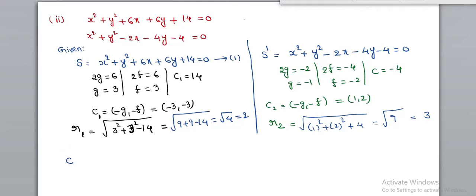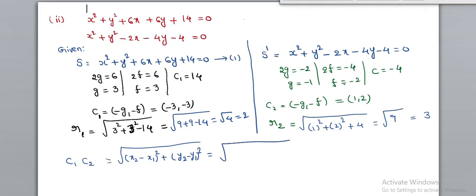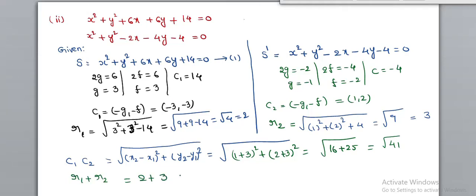First, we have to check the condition for C1 and C2. Okay, square root formula: x2 minus x1 whole square plus y2 minus y1 whole square is equal to square root of 1 plus 3 whole square plus 2 plus 3 whole square. That is the value 4 square 16, 5 square 25. So 16 plus 25, root 41. And R1 plus R2, 2 plus 3, 5.